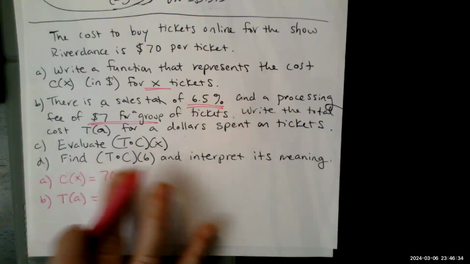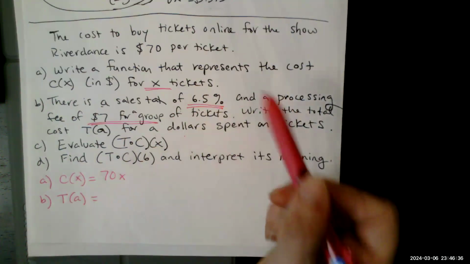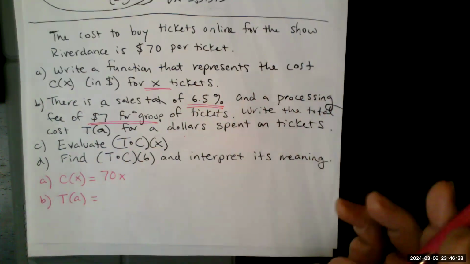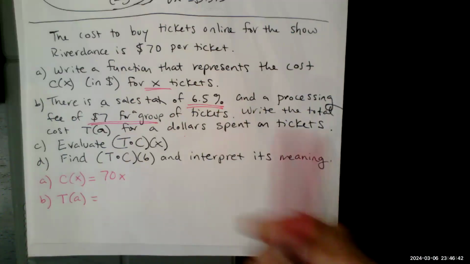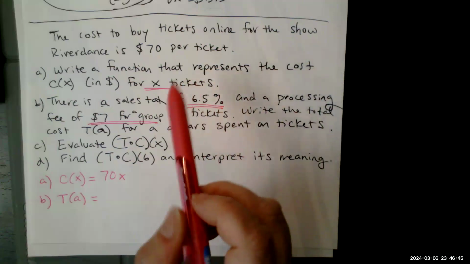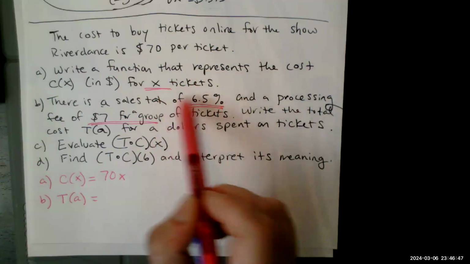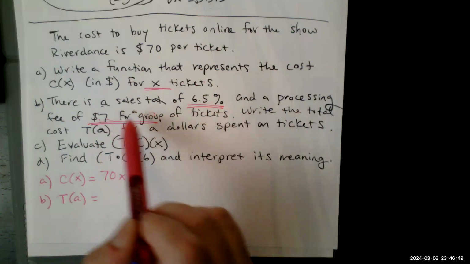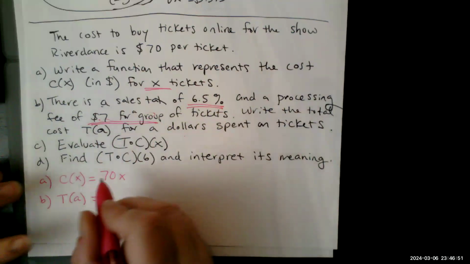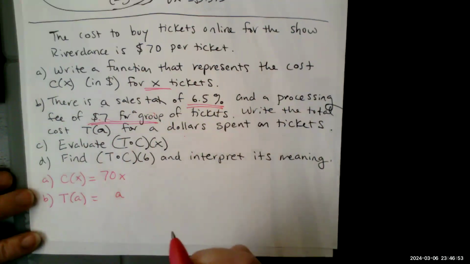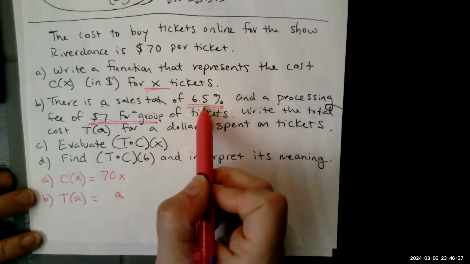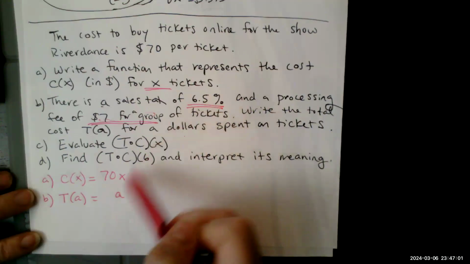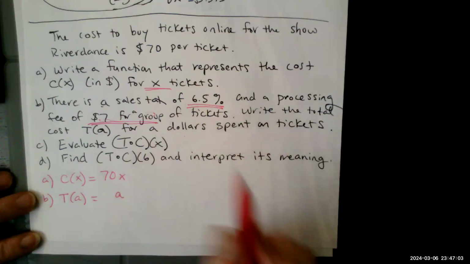So ignoring what we just did with the 70x, if now we just said that however much we spent on tickets, let's call it A, how much would we have to pay overall if we're also doing this tax and this $7 processing fee? Well, whatever A is, that's our total amount we have spent so far on tickets. We need to find out what 6.5% of that is to figure out the tax, right?